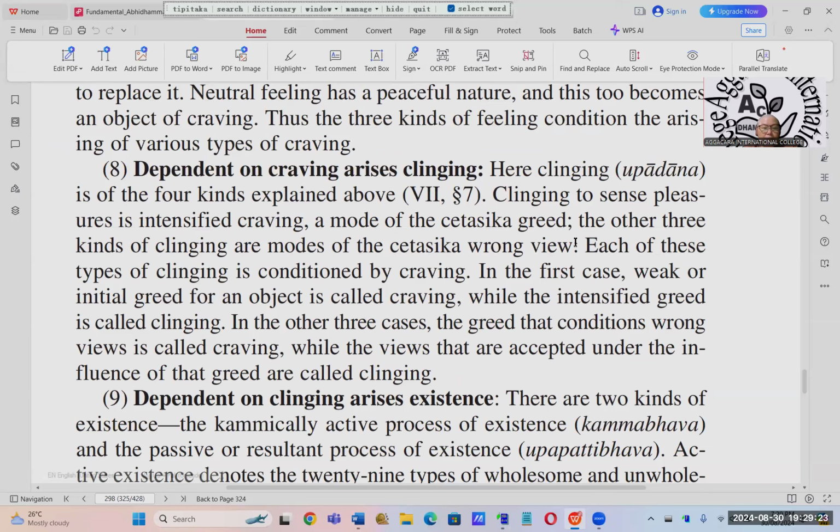Number 8. Dependent on craving arises clinging. Here, clinging, upadana, is one of the four kinds explained above. Clinging to sense pleasure is intensified craving, a mode of the cetasika greed. The other three kinds of clinging are modes of the cetasika wrong view. Which of this type of clinging is conditioned by craving? In the first case, weak or initial greed for an object is called craving, while the intensified greed is called clinging. In the other three cases, the greed that conditions wrong view is called craving, while the views accepted under the influence of the greed are called clinging.